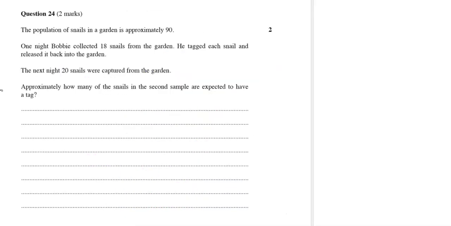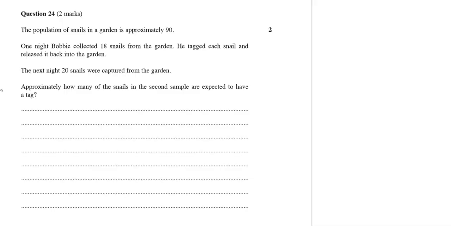Question 24. The population of snails in a garden is approximately 90. One night Bobby collected 18 snails from the garden. He tagged each snail and released it back into the garden. The next night 20 snails were captured from the garden. Approximately how many of the snails in the second sample are expected to have a tag? Pause here to try yourself.